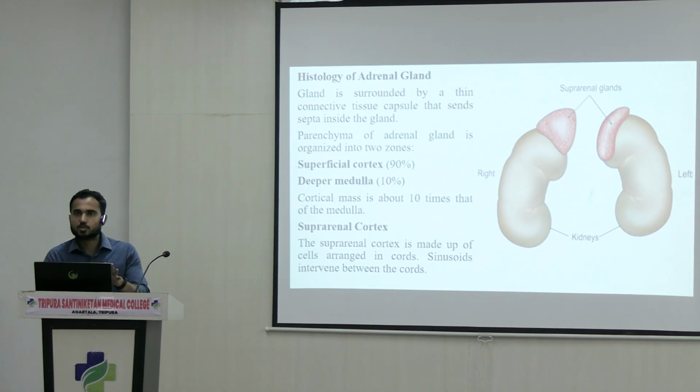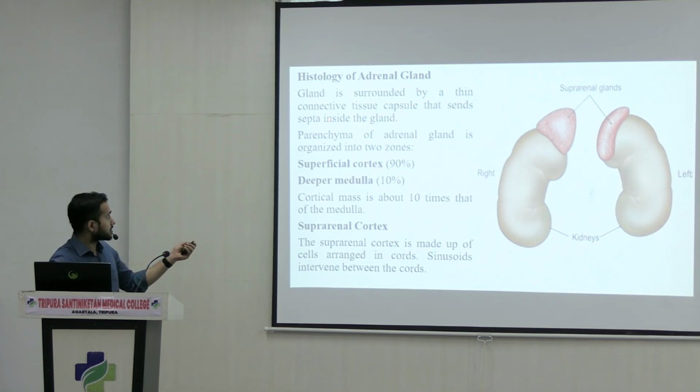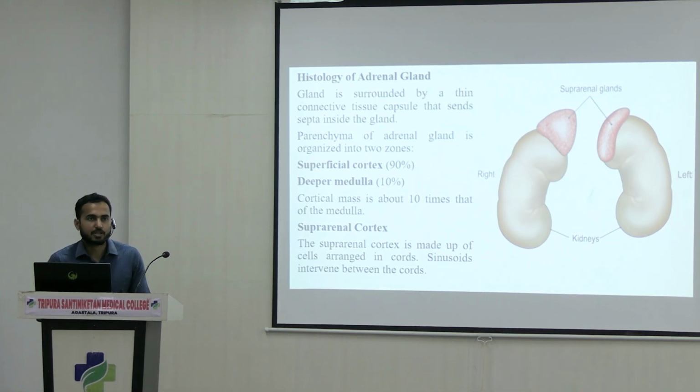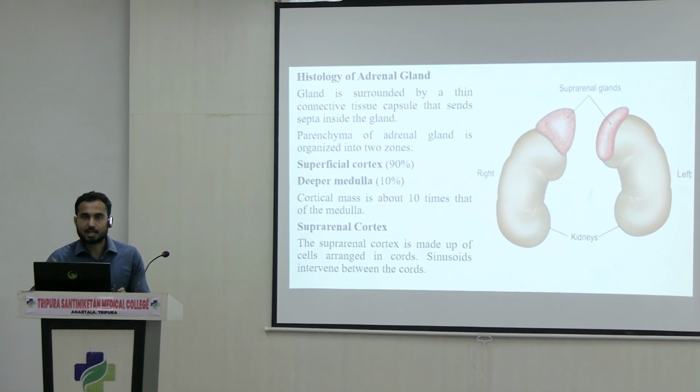Now, here also the same story is repeated, same as the pancreas. As you can see, the gland is surrounded by a connective tissue capsule, and it is sending septa inside the gland. That is the stroma or the supporting part. Along with the septa, blood vessels and nerves will be going inside the gland. Next, if you see the parenchyma of the adrenal gland or suprarenal gland, it is divisible into two parts. The outer part is the cortex, the larger part. The inner part is called the medulla, the smaller part.